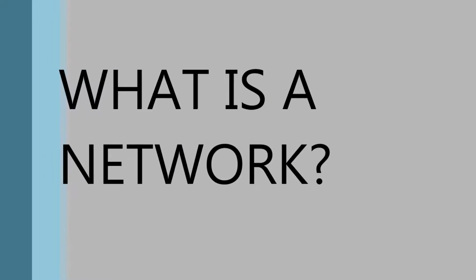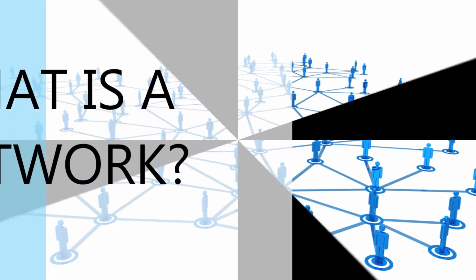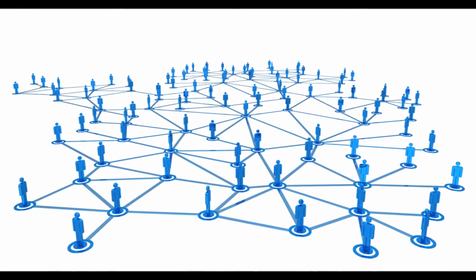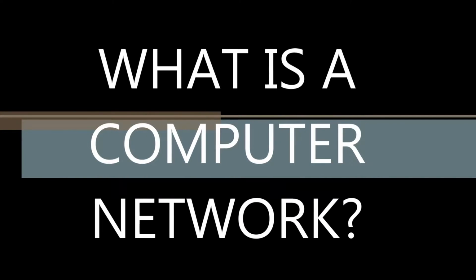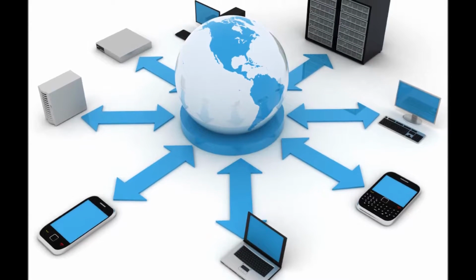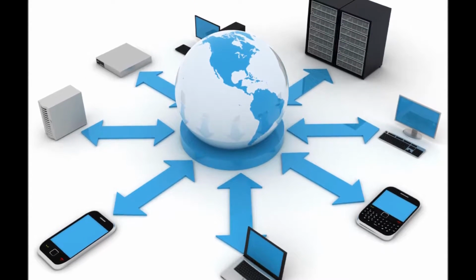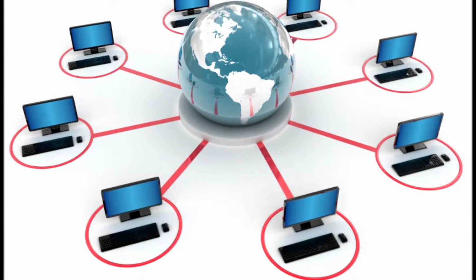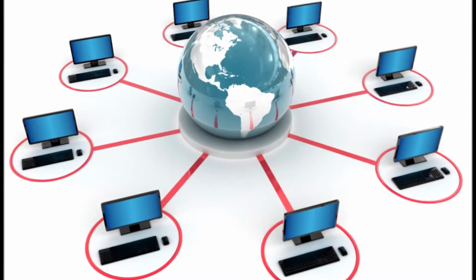Now let's get going. First we need to understand what is a network. A network is a series of points or nodes interconnected by paths. Next, we need to understand what is a computer network. A computer network is a telecommunications network which allows computers to exchange data. In computer networks, networked computing devices exchange data with each other along network links.